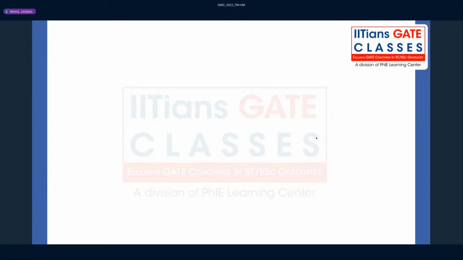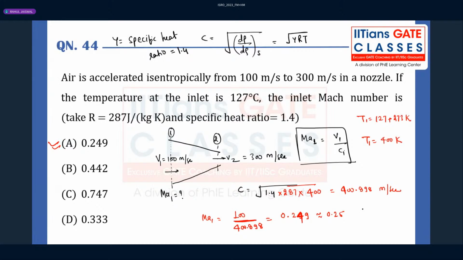Now here, when you see from the area ratio formula, dA by A is equal to dV by V into Mach number square minus 1. At the inlet, Mach number is less than 1, that means it is subsonic flow. Mach number is even below 0.3, right? So we can assume that this particular flow to be incompressible flow.